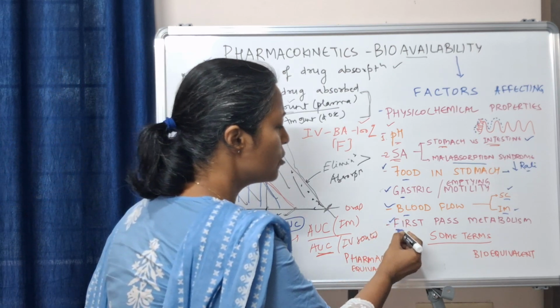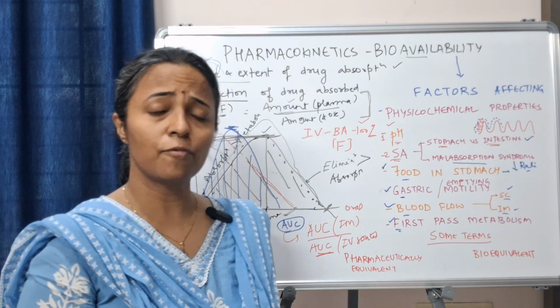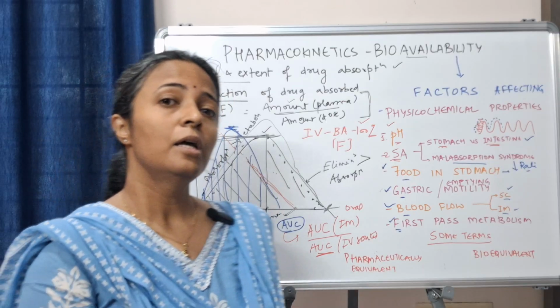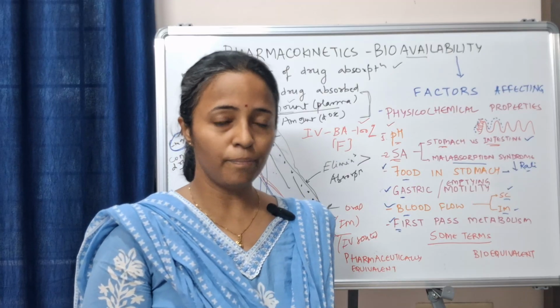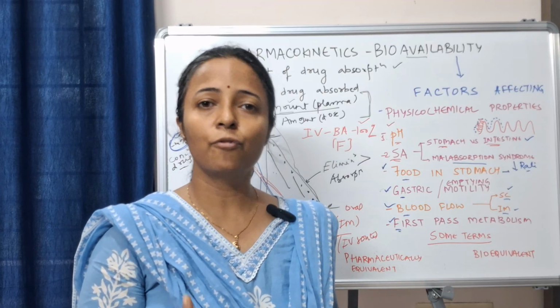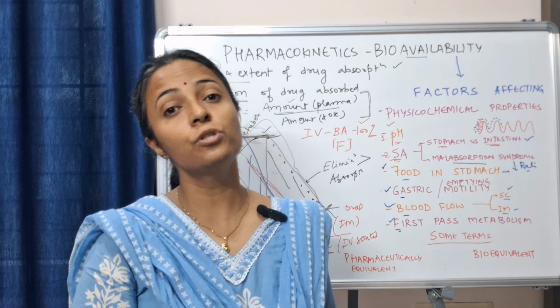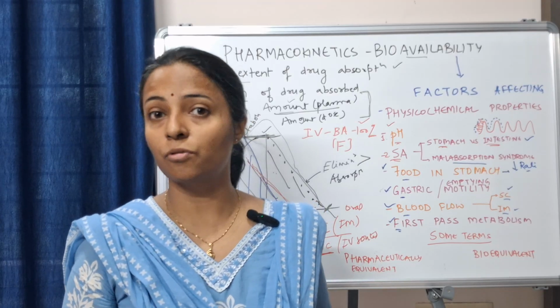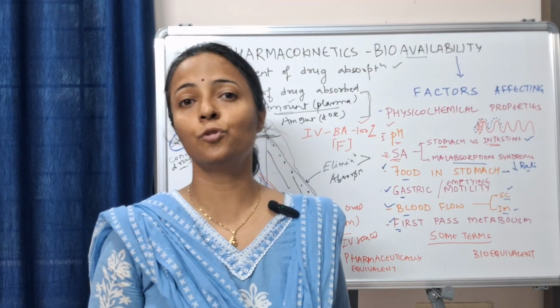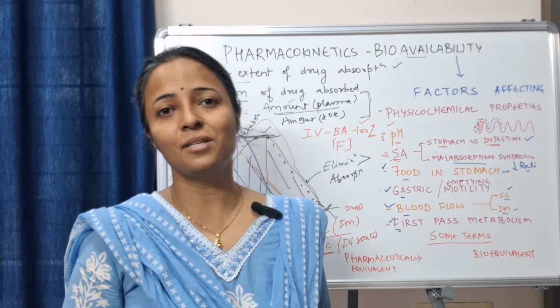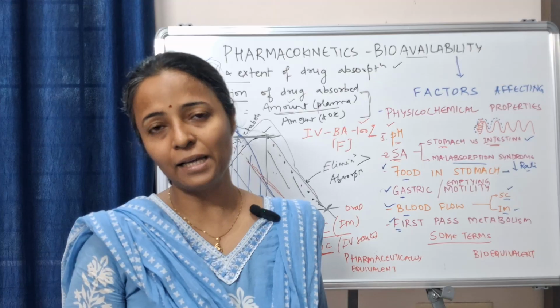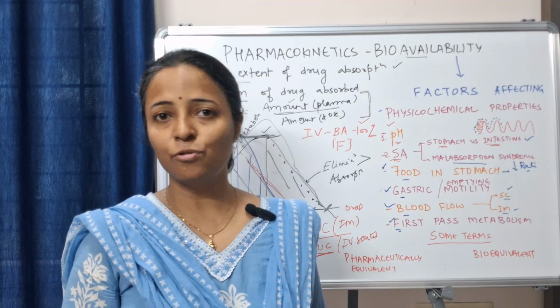Then there is something called first pass metabolism. What is first pass metabolism? When we take the drug orally, it goes into the blood. But blood from the stomach first goes into the liver. That is the portal circulation. That is a protective circulation which the body has, so that whatever foreign substances are coming from the diet, they can be metabolized and removed.